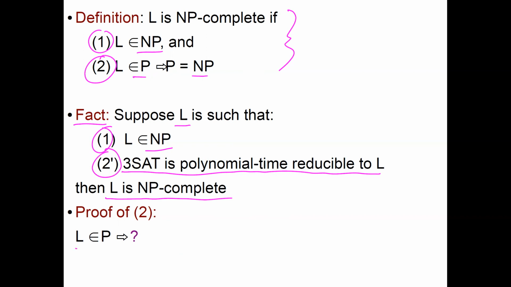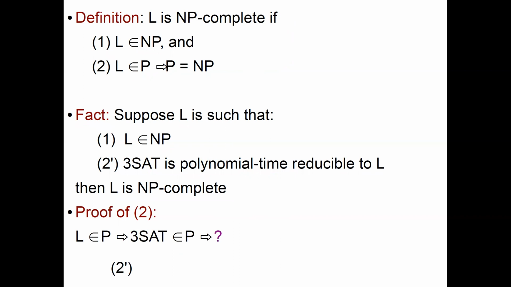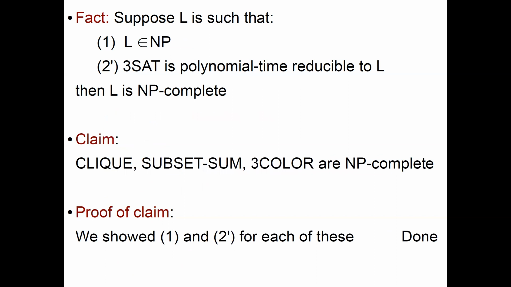Well, assume that L is in P. Then what happens? By 2 prime, we have that 3-SAT is in P, right? And now what? P is equal to NP, by the Cook-Levin theorem. Okay, this is the fact that we just showed. If a language is in NP and you can reduce 3-SAT to it, then it is NP complete.